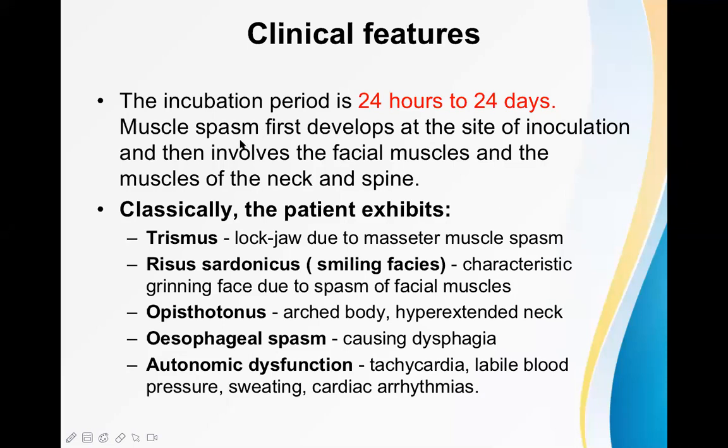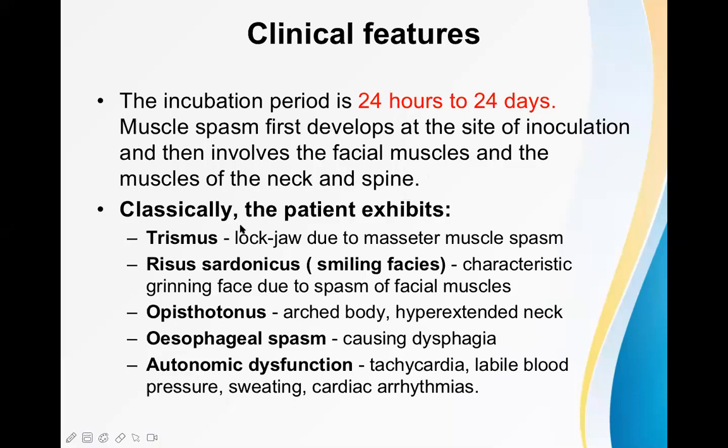Let's move on. Muscle spasm first develops at the site of inoculation, meaning the area of trauma, and then it involves the facial muscles and the muscles of the neck and the spine. This is what happens in tetanus. Sometimes different textbooks mention this as local tetanus. Local means at the site where the injury occurs, probably because of the tetanospasmin, the contraction or spasm occurs at that site in the beginning. This is called local tetanus. Then after it enters the central nervous system, the respective muscles would be affected.